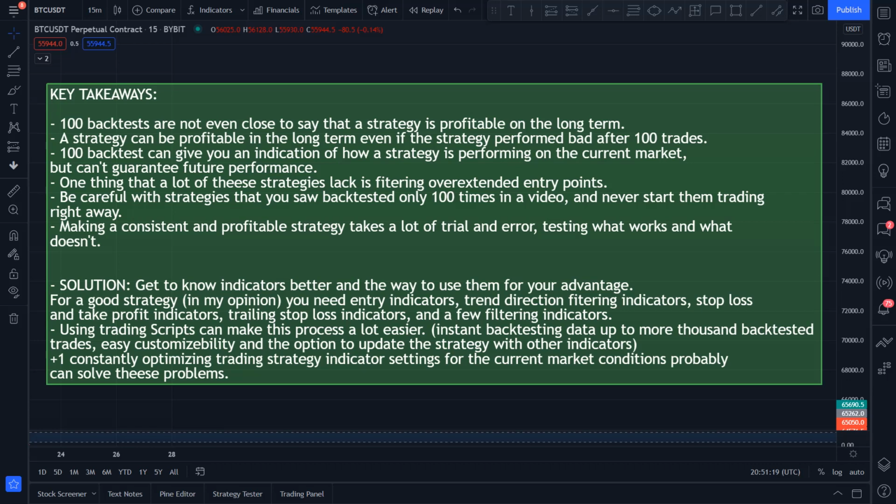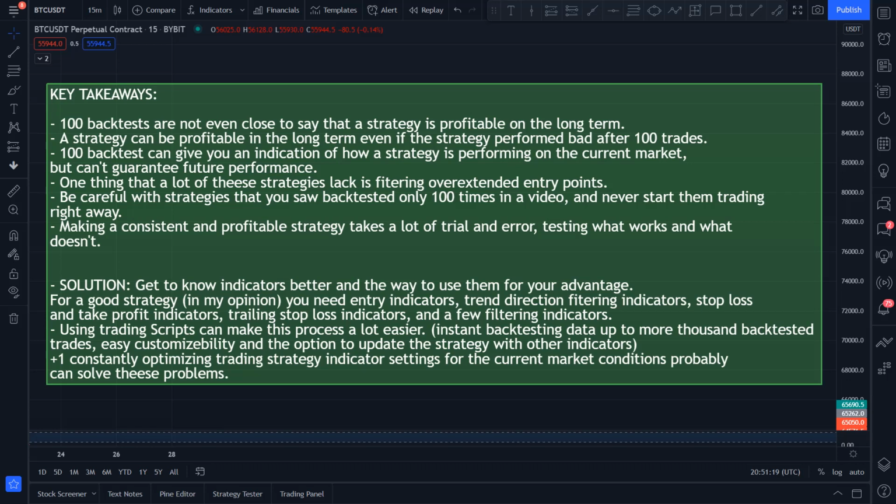The next one is to be careful with strategies that you saw backtested only 100 times in a video, and never start trading them right away. You have probably seen other strategy backtesting videos with 100 trades and saw amazing results. This usually happens because the trades are cherry-picked to show you great results, or you get presented fake results, making you believe that the strategy is profitable and making you subscribe to that channel.